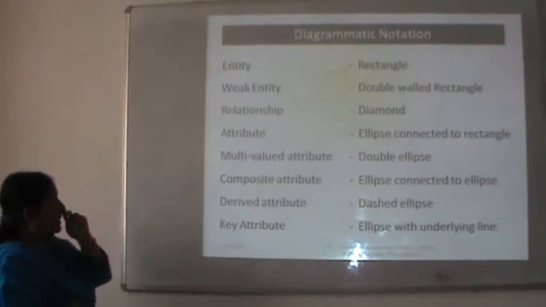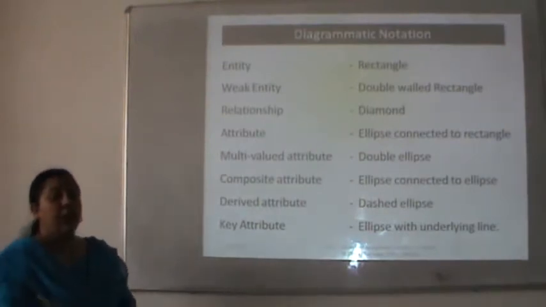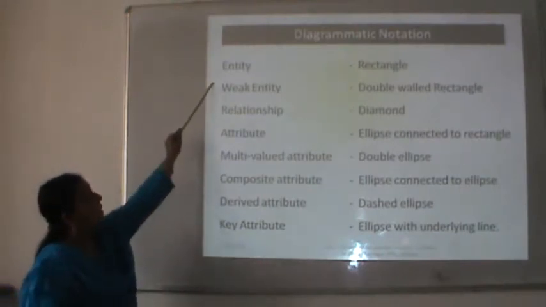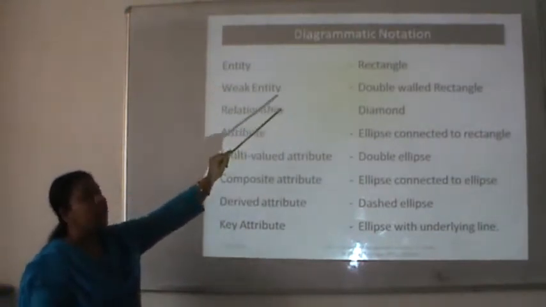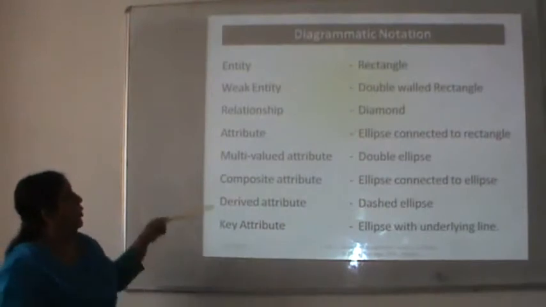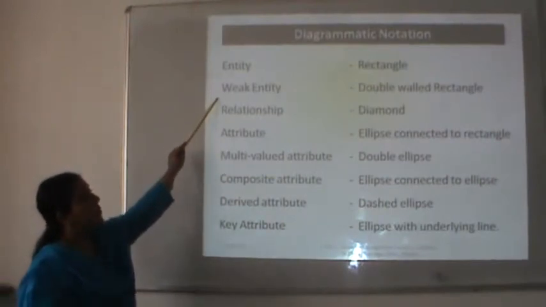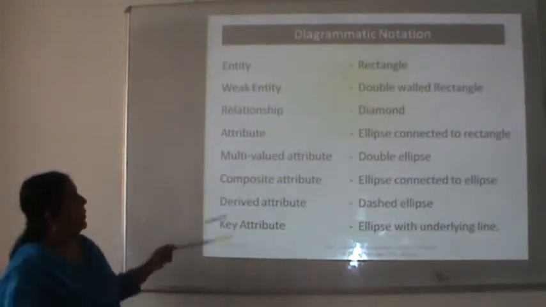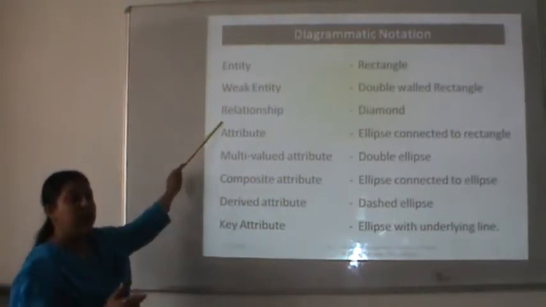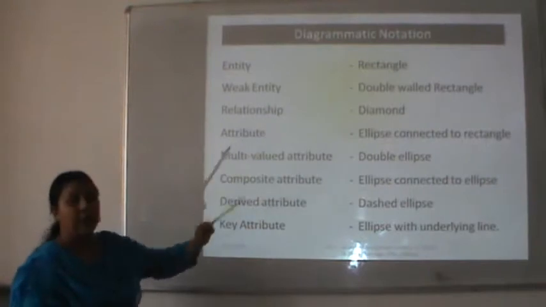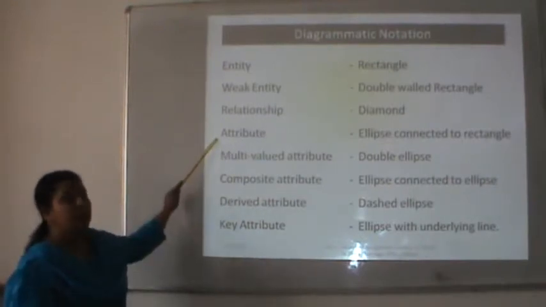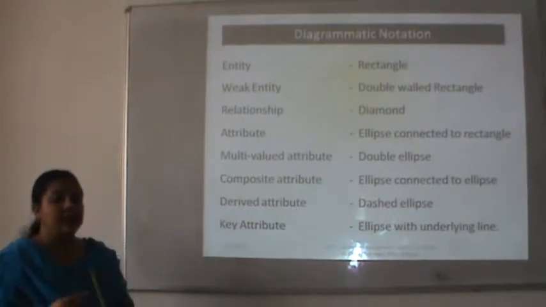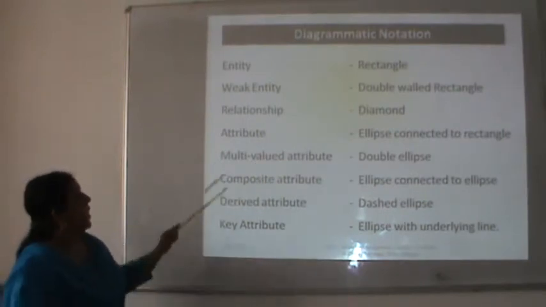Let's learn some diagrammatic notations in order to draw the ER diagram. Now entity. Entity can be represented by a rectangle. Weak entity is represented by a double-lined rectangle. We will learn what weak entity is. Relationships between the entities are represented by diamonds. Attributes are represented by ellipses which are connected to the rectangles that are entities.